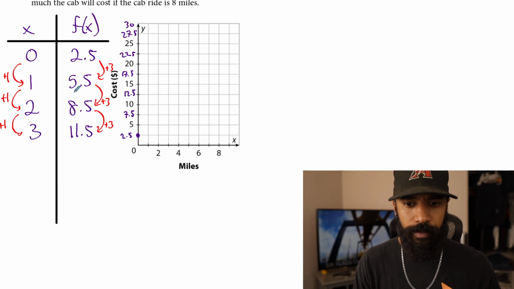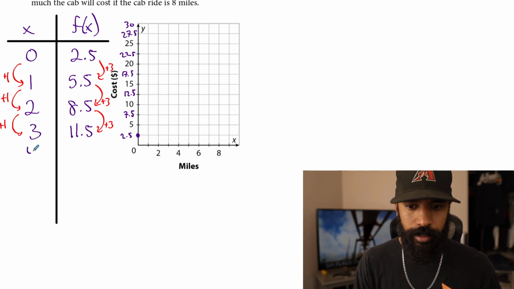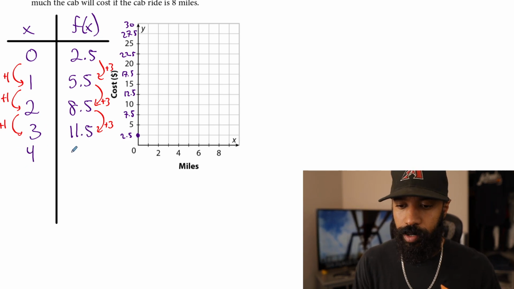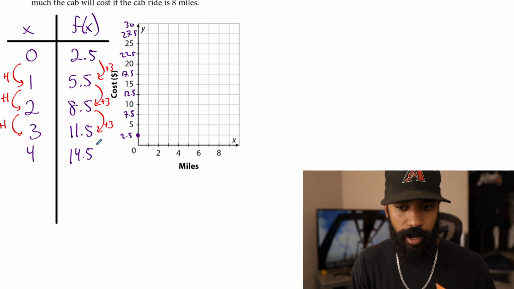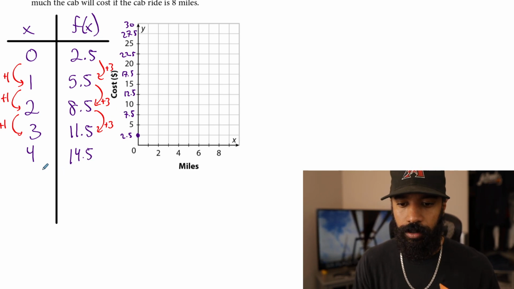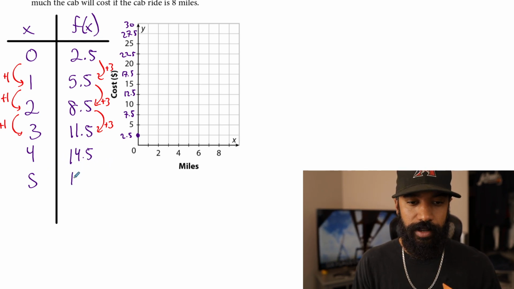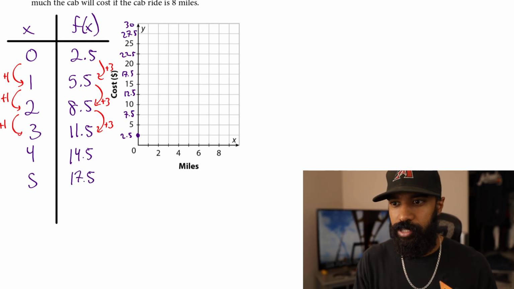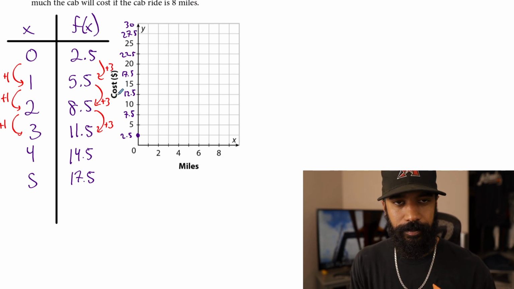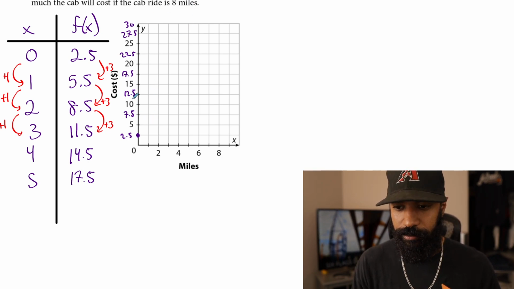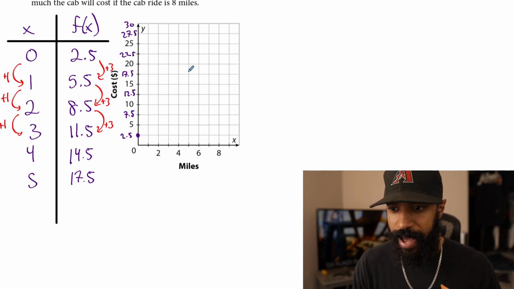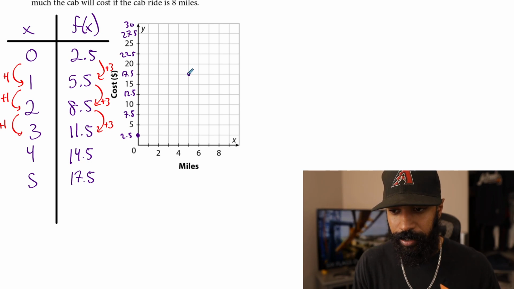So let's just do that. Let's do 4. 11.5 plus 3 is 14.5. Still not on there, but that's kind of the goal. 5. 14.5 plus 3 is 17.5. See, 17.5 is on our graph. So I'm going to use 17.5 here. 17.5 for 5 goes right there.